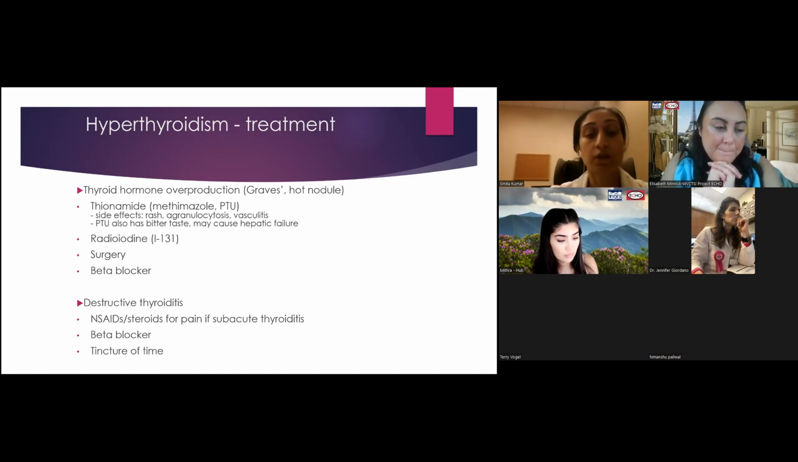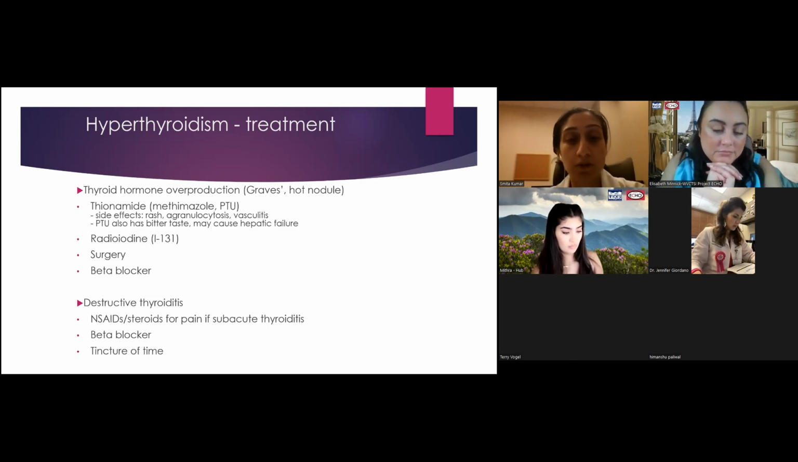So in destructive thyroiditis, you don't actually have to treat with methimazole or PTU because it won't really tackle the actual underlying problem. So really it's just a tincture of time. Over time, things will improve on their own. If they are having pain in subacute thyroiditis, you can use NSAIDs and steroids initially to help with the pain management. And then when they're in that hyperthyroid phase, you can use beta blockers to control their symptoms.